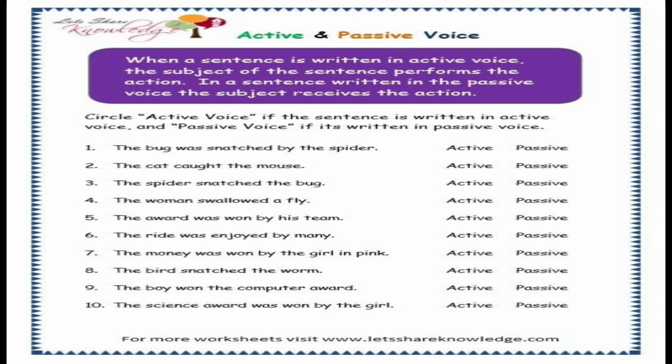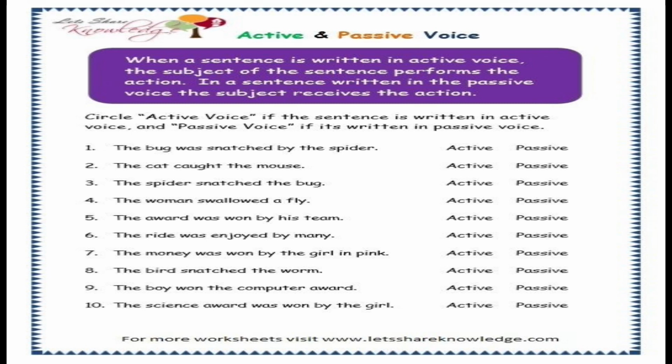Number 2, the cat caught the mouse. Is it active or passive? Have you seen any of these structures? No. So it is written in active, so circle active. Right, you are right. And number 3, the spider snatched the bug. Can you tell me, is it active or passive? Yes, the main verb is there only. So it is active only, my dear students, active.